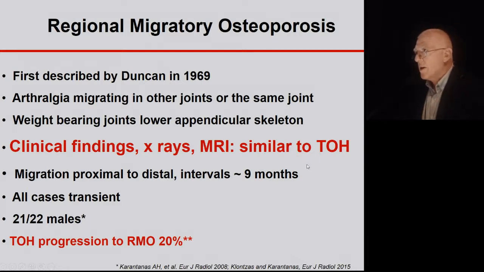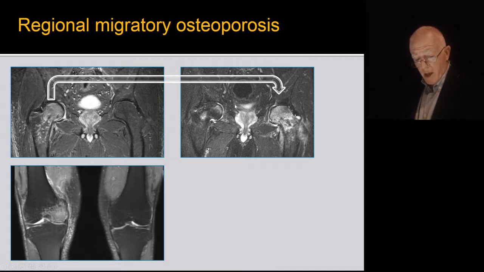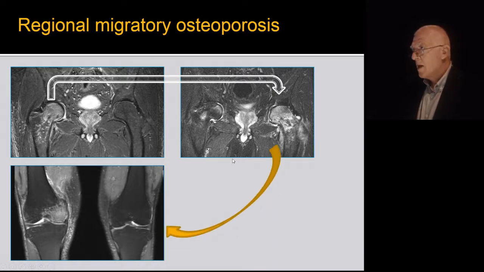Our team has found out that regional migratory osteoporosis usually is seen in males, and also in patients with transient osteoporosis, the risk of progression to regional migratory osteoporosis is 1 in 5 patients. Here is an example. We have the original location of the bone marrow edema on the right side. Then moving to the left, there is a resolution of the edema on the right side. And later on, in the right knee, medial femoral condyle. But involvement of the hip may also occur later in the course of the disease.